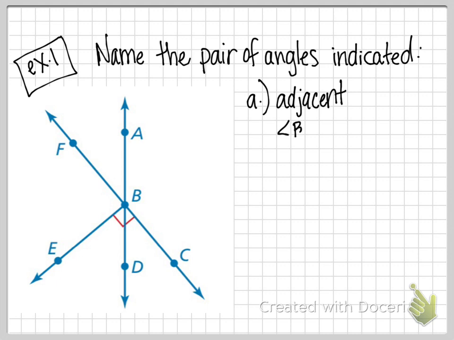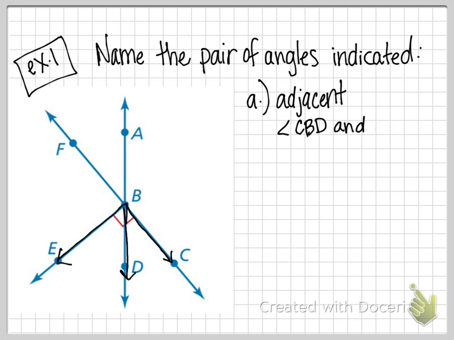CBD and... oops. CBD and FBA. Okay, let's look at those. CBD. So here's our first one. And FBA. Are those adjacent? That's vertical. That's correct. Those are vertical. Brady, tell me it again. EBD and CBD. Okay, good.